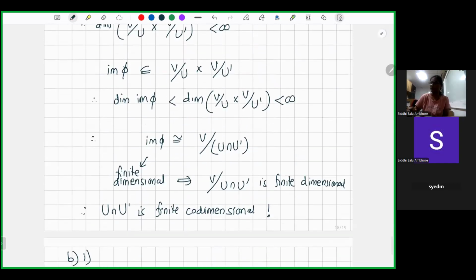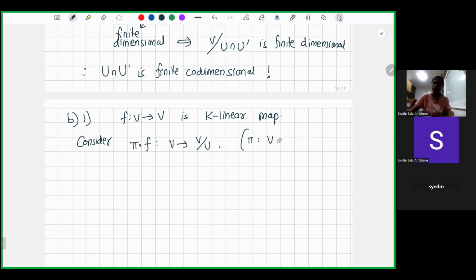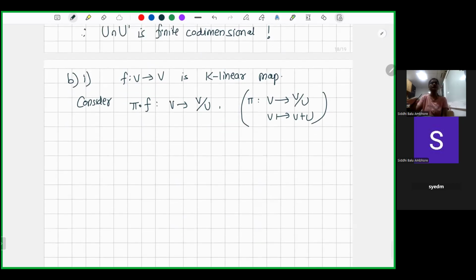So let us do the first part. We are given F from V to V is a k-linear map. Now consider pi composed F from V to V quotient U. Well, we know what this pi is. Pi is the map from V to V quotient U, such that v goes to v plus U. So it's just a composition map. First we are applying F and then applying pi.